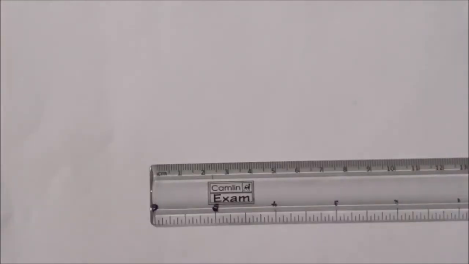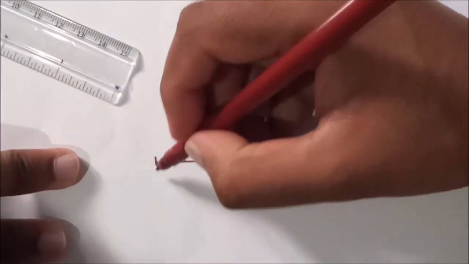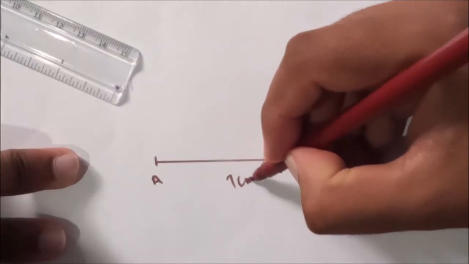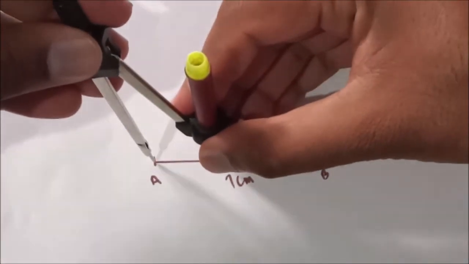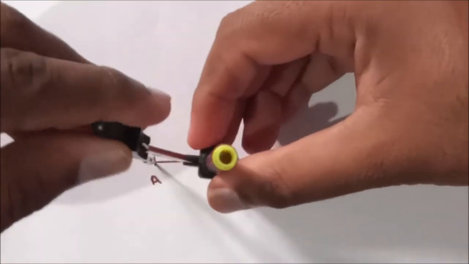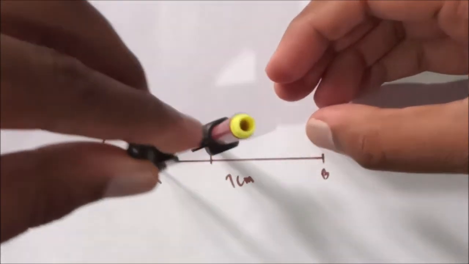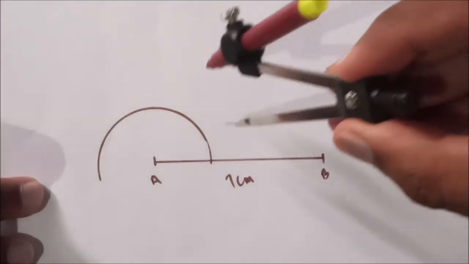Okay, so I think you all. Next we are going to see the construction of 135 degrees. For that, we'll draw a line of 7 centimeters. So AB, 7 centimeters. Next we'll draw an arc. Now we are going to construct 150 degrees and then we are going to construct 135 degrees.